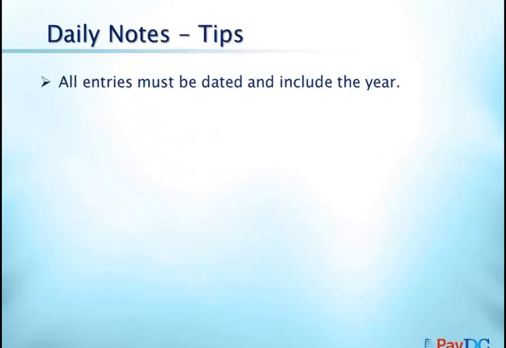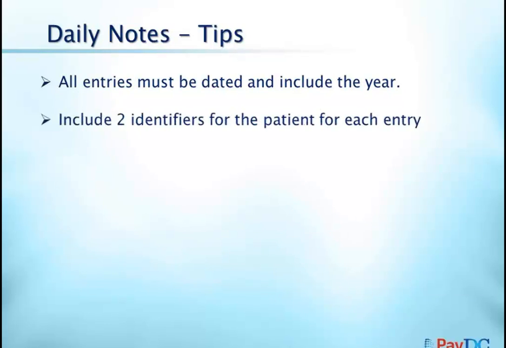All right, some other tips that I have for daily notes, and we've got about 12 minutes left, so after this I'll go ahead and answer some questions. But all entries must be dated and include the year. I've actually seen where patients have been seen for 3-4 years, and we've got 05, 07. Well, is that May 7th? Or is it 2007 and the 5th? Include the year. I can't tell you how many times I've run into that. Include 2 identifiers for the patient for each entry or each page that you have. 2 identifiers.